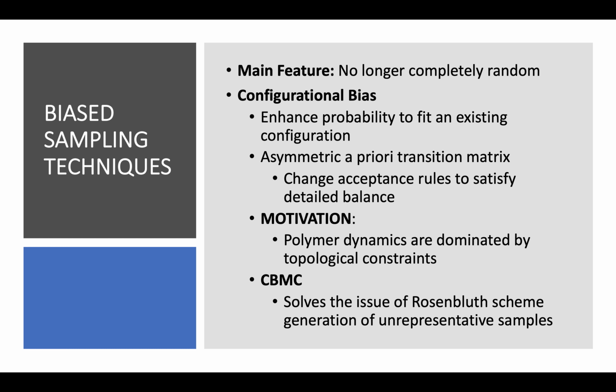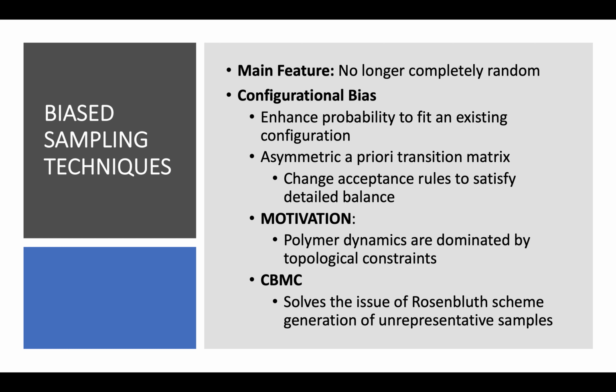There are many advantages of doing this, but one thing we need to keep in mind is that by introducing a bias function in the sampling scheme, we're no longer working with a symmetric transition matrix. So in order to satisfy detailed balance, we need to modify the acceptance rule so that it can compensate for the bias we're introducing in the sampling. A very popular scheme used for modeling chains that uses this idea is configurational bias Monte Carlo, of course, which is already an improvement of the Rosenbluth scheme.